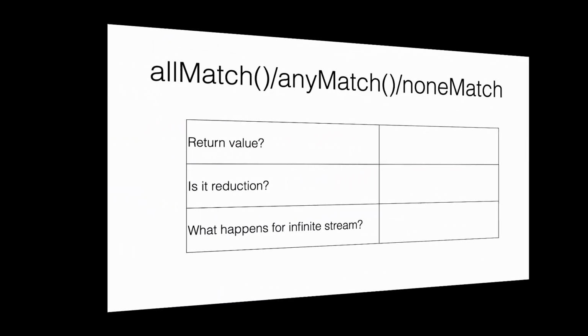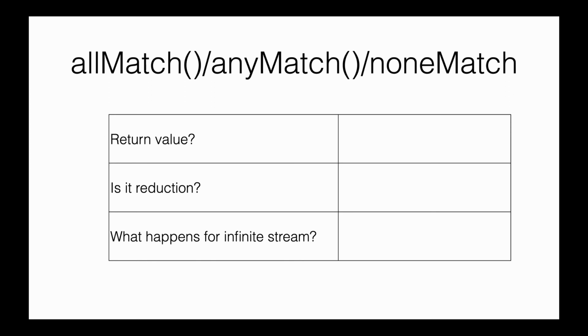Now let's head back to the PowerPoint and answer the questions. The return value of these methods will be a Boolean. It will tell whether it matched or not. Is it a reduction? No, it is not a reduction, because in some cases it does not necessarily have to traverse through all the elements to answer the question. What happens for an infinite stream? It really depends. Sometimes it terminates, sometimes it doesn't. That depends on the data of the stream and the predicate that we pass.